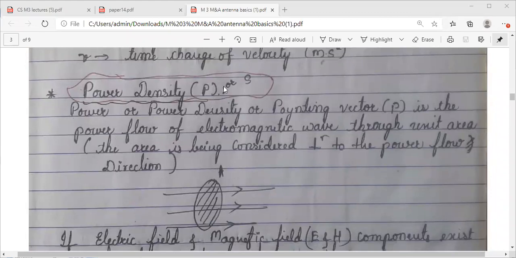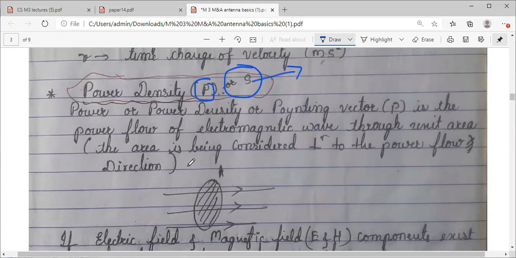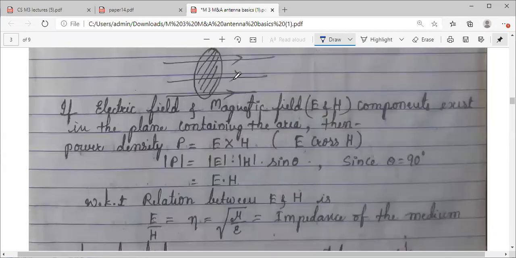that is power density P, or the symbol is S. You can take either P or S in your prescribed textbook. I hope you remember the name of the textbook. In the introduction class I had given you in the antennas part, the textbook that is prescribed for you is John D. Kraus. If you see the textbook, most of the times the pointing vector or the power density term is specified with the term S.